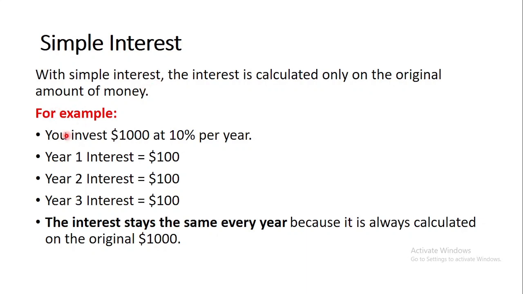For example, if you invest $1,000 at 10% per year, for the first year the interest would be $100. Why? Because that is 10% of $1,000. The next year the interest will also be just $100 because that is 10% of 1,000. The third year, the interest would still be $100 because that is 10% of 1,000. Notice that the interest stays the same every year because it is always calculated on the original money, or the principal. So that's simple interest. All right.